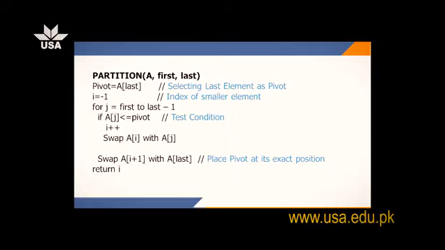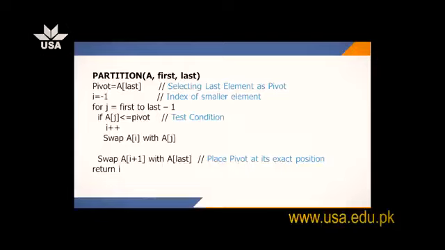Now you can see the comments which elaborate the pseudocode line by line. For example, in the first line we select the pivot, selecting the last element as pivot. In the next line, the index of smaller element, I will point to the index of the smaller element. Then there is a for loop which will start from first to last -1. Then we have a test condition, and after checking whether it is true or false, it will take action according to its condition. And lastly, after the completion of the for loop, it will place the pivot at its exact position.